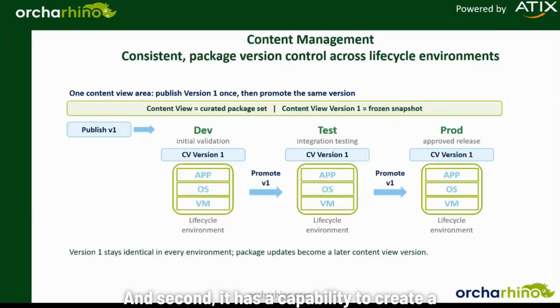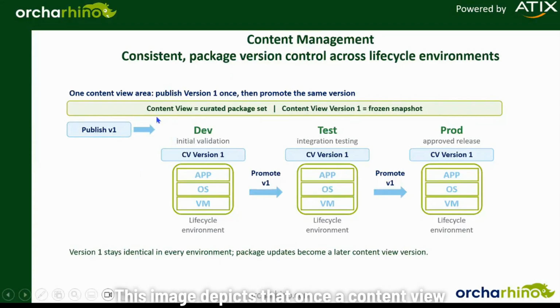And second, it has the capability to create a curated set of repositories, package versions, and filter content, and be able to freeze these states or create immutable states of this content to then be able to assign that to a specific environment, providing a consistent package version control across the lifecycle environment. This image depicts that once a content view is created and published, it creates a specific version. And these content view versions can then be assigned and promoted to different lifecycle environments.